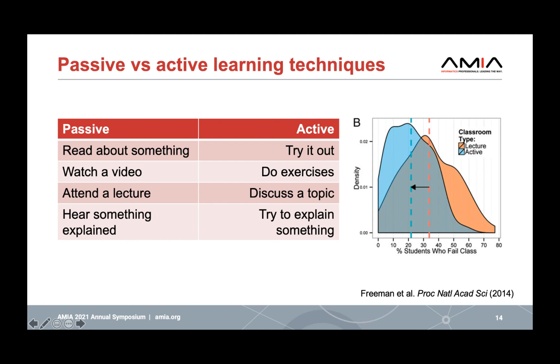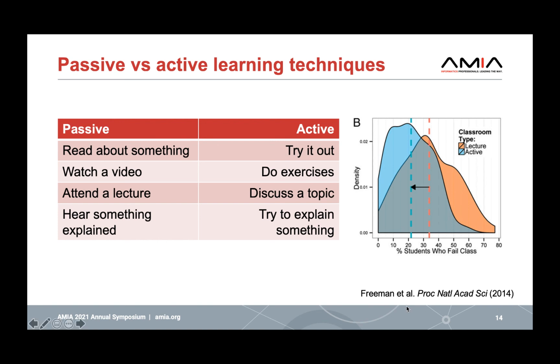Another guiding principle I want to introduce here is the idea of active learning and the difference between passive and active learning techniques. So in passive learning, the learner consumes content without being forced to engage with it. And so this includes things like reading about something, watching a video, attending a lecture, or hearing something explained. So you don't have to actively engage with the material. In contrast, in active learning, you structure the content in such a way that the learner is made to try things out, to do exercises, to discuss a topic, or to try to explain something.